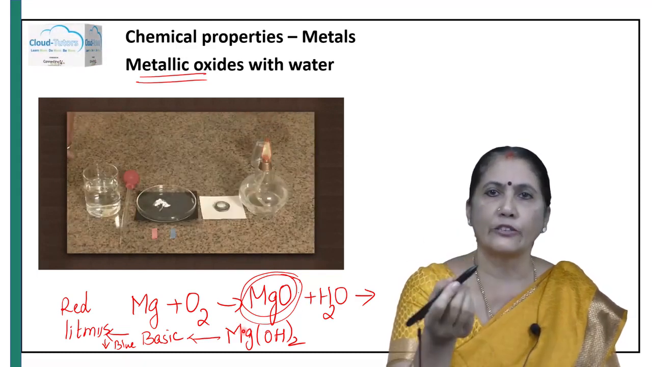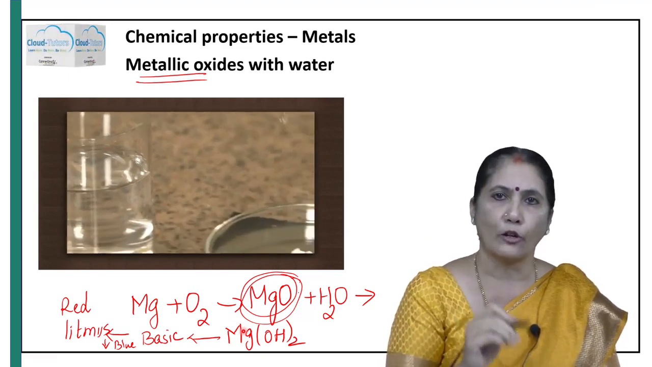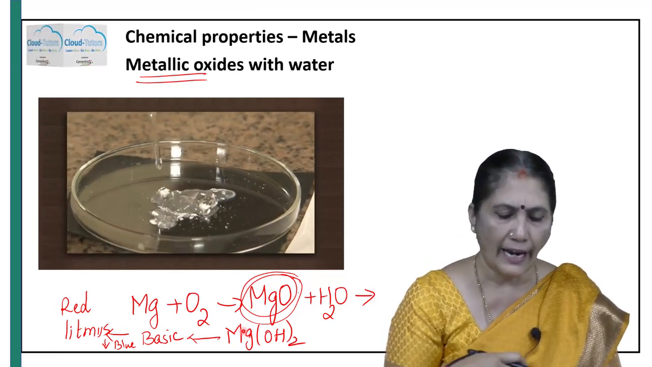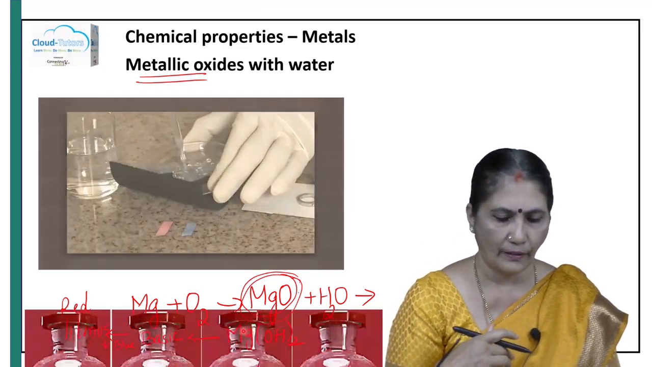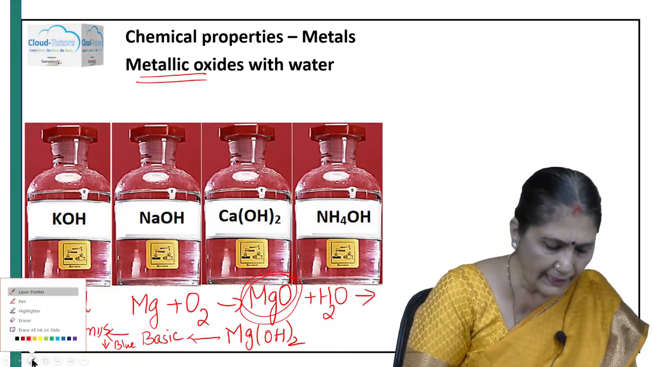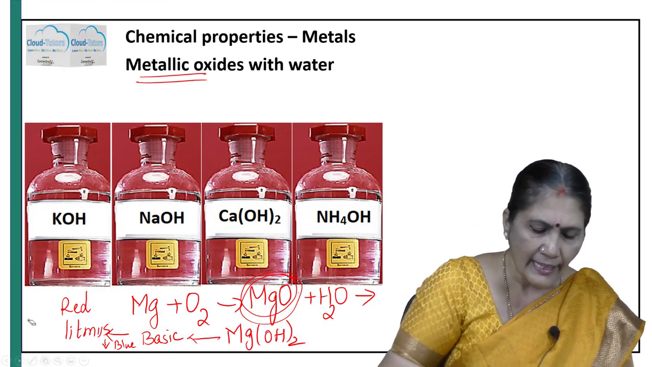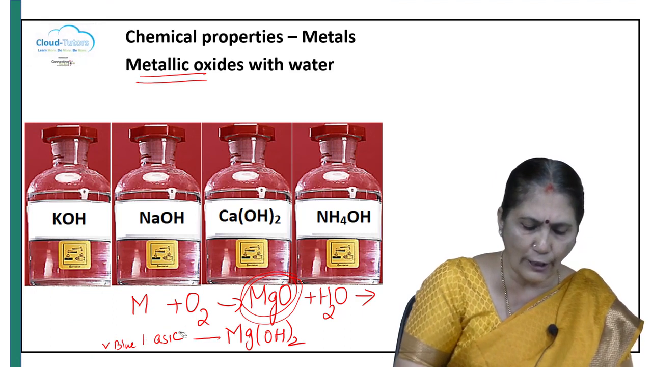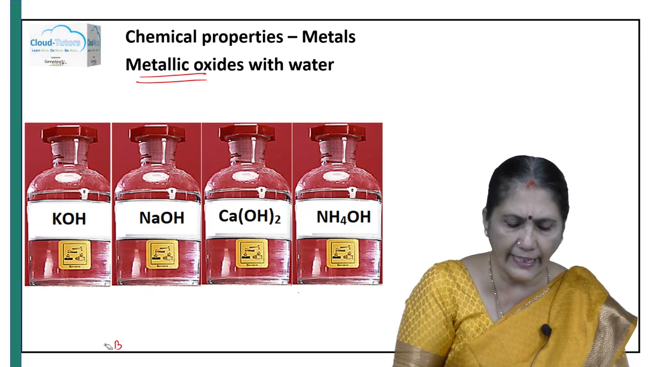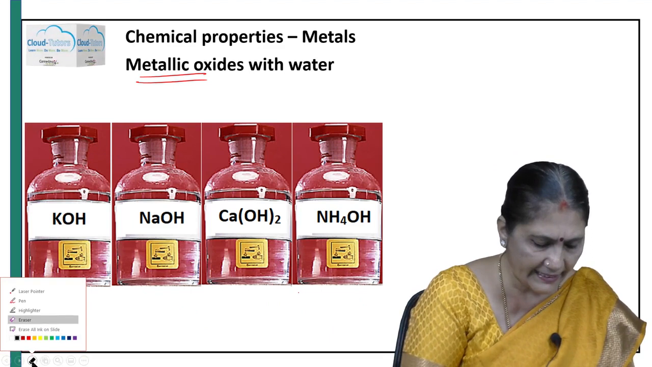When magnesium combines with oxygen, it results in the formation of magnesium oxide, and if water is added to that magnesium oxide, it gets converted into magnesium hydroxide. Now coming to some more examples of metals which can combine with oxygen to form their respective oxides, and those oxides, if dissolved in water, are easily soluble. That means these water soluble bases are all called alkalis.